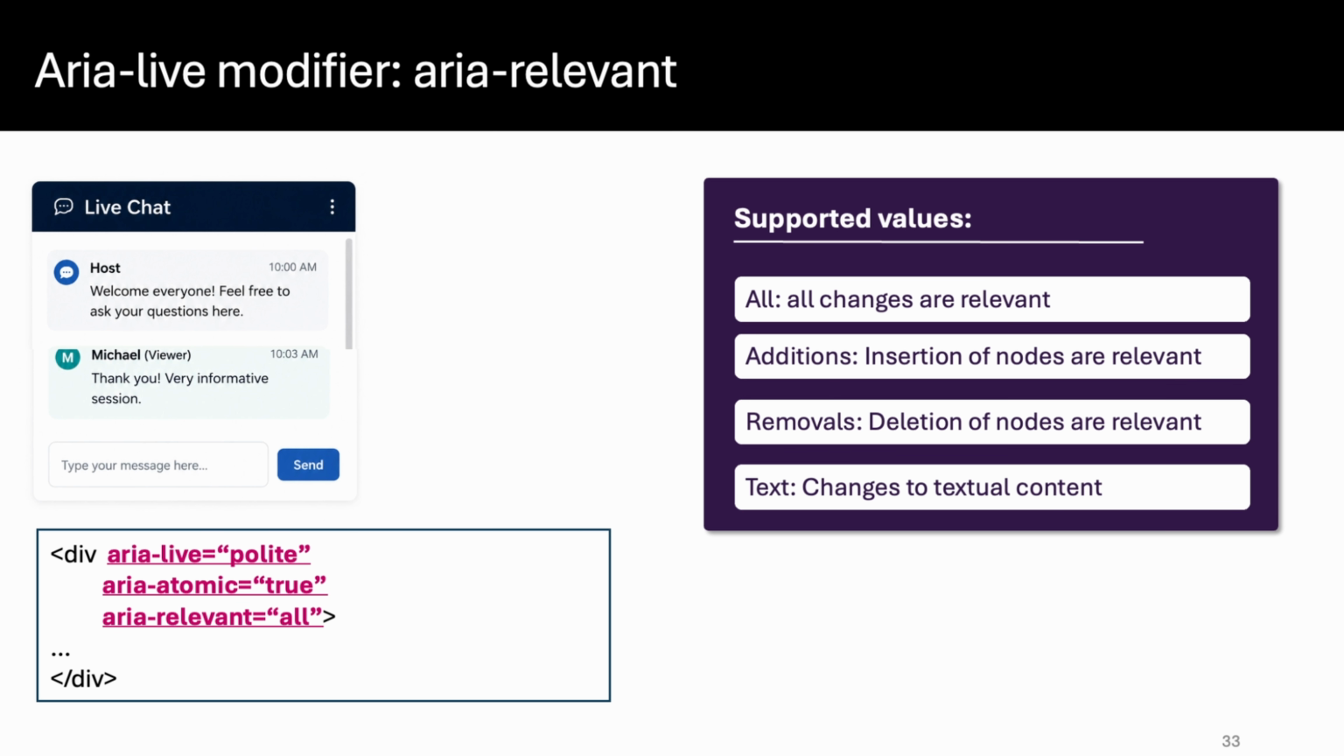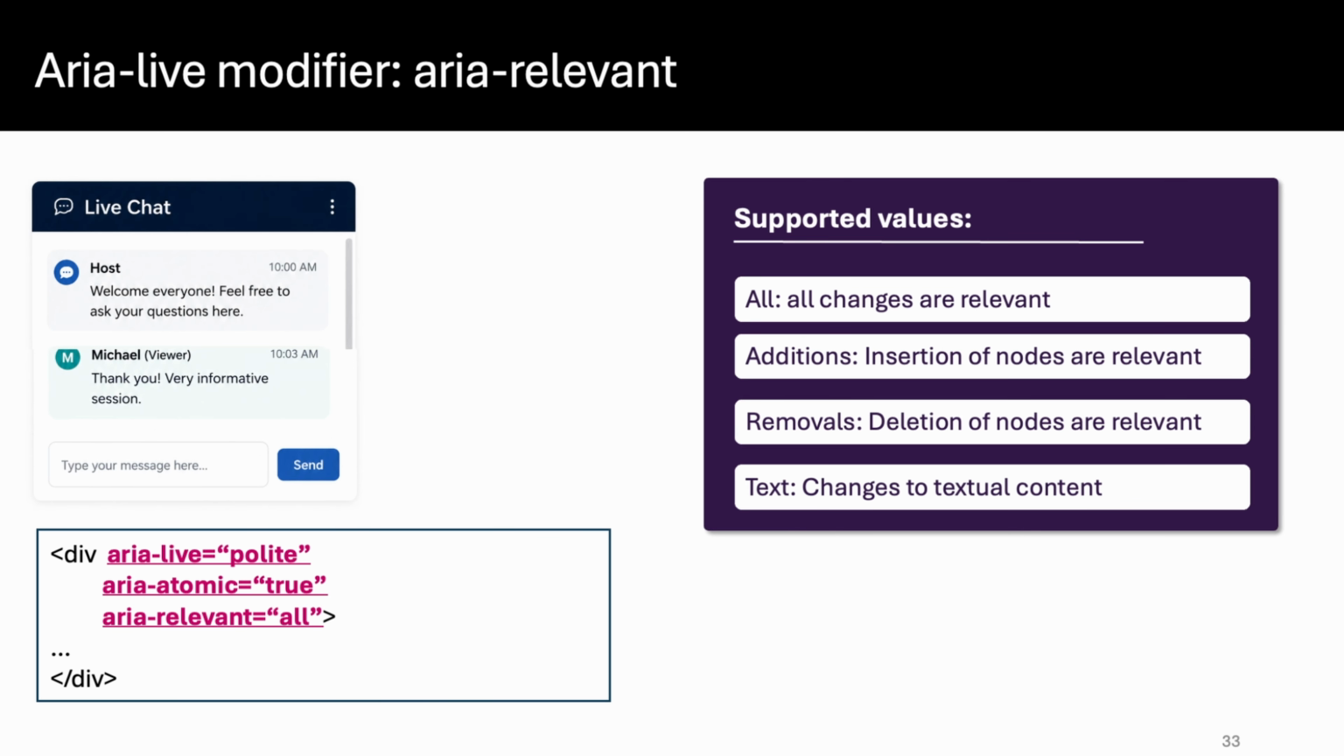So for example, in the chat application, additions may matter because new messages are inserted. In a stock price or score update, text changes may matter. But again, be careful. If everything is relevant, users may receive too many announcements. Choose the setting based on what the user actually needs to know, not based on what technically changed in the DOM.